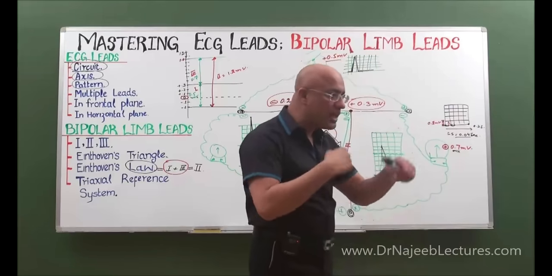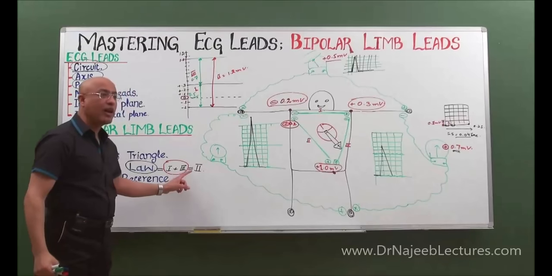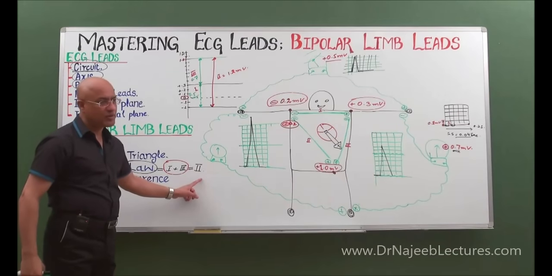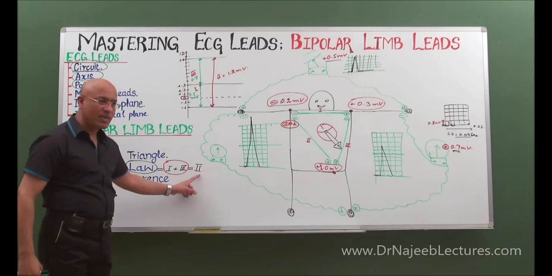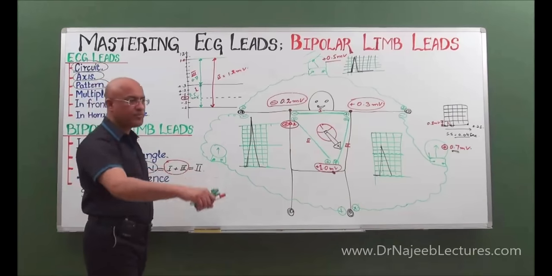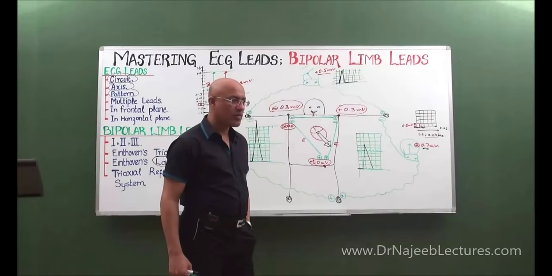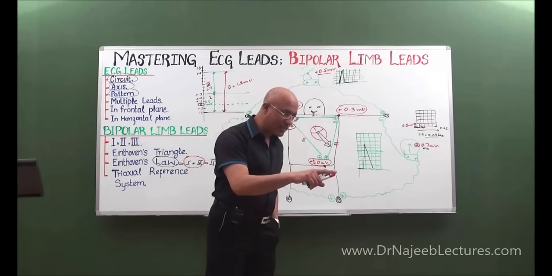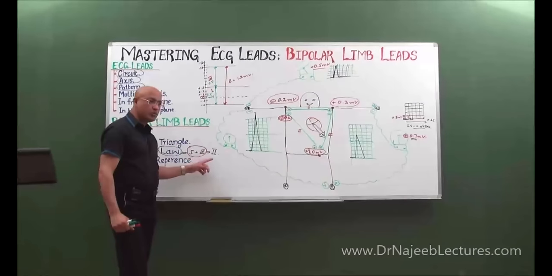Because if you wrongly apply the electrode, then 1 plus 3 will not become equal to 2. Is that clear? Any question up to this? Yes. If 1 plus 3 is not equal to 2, does that indicate any sort of pathology? We will talk about that later. But generally, when you hold the ECG, 1 plus 3 should be equal to 2.